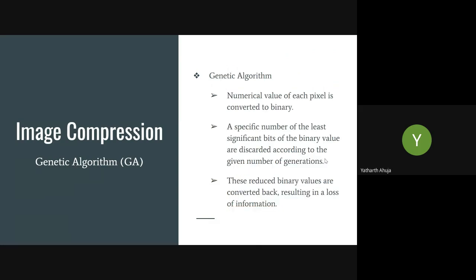The second method considered here is based on genetic algorithm, wherein the numerical value of each pixel is encoded as its binary. A specific number of least significant bits of binary are discarded according to the given number of generations. Hence, the progeny is obtained by discarding the least significant bit, and these reduced binary values are converted back, hence resulting in loss of information.